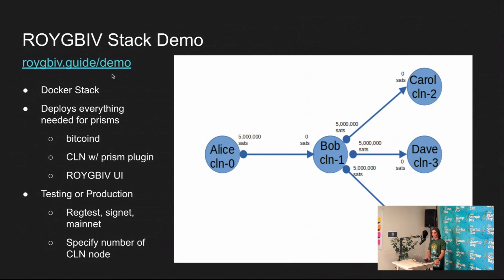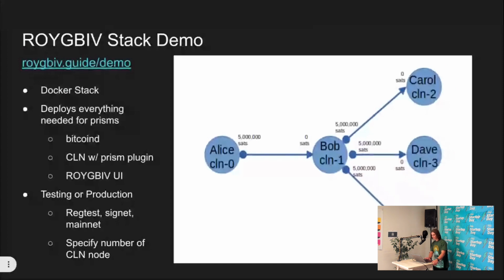So if you go to royjibiv.guide/demo, then you will see the connection information for these 5 nodes. So the architecture of this Prism is going to be Bob is running a Lightning node that has the Prism plugin and capability to split payments. Then Alice will be paying Bob's Bolt 12 offer, and then that will get split out to Carol, Dave, and Aaron. So we've got Alice, Carol, Dave, and Aaron in the audience, and I am going to be Bob.